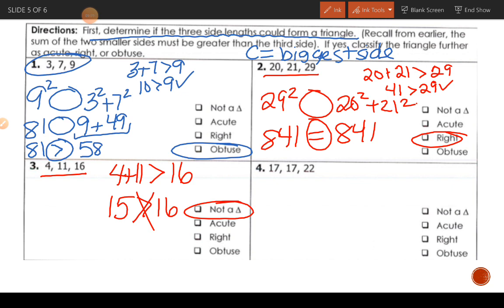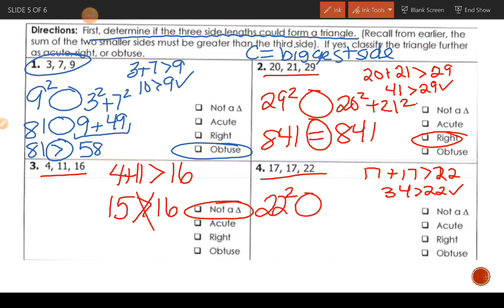So let's look at this one over here. Okay, 17, 17, and 22. So again, we add up the two smaller. The two smaller are the 17s. So 17 plus 17, is that bigger than 22? It is. 17 plus 17 is 34, so that's bigger than 22, so we're good there. Then again, we plug it into our formula. So 22 squared, put a big circle there, 17 squared plus 17 squared.